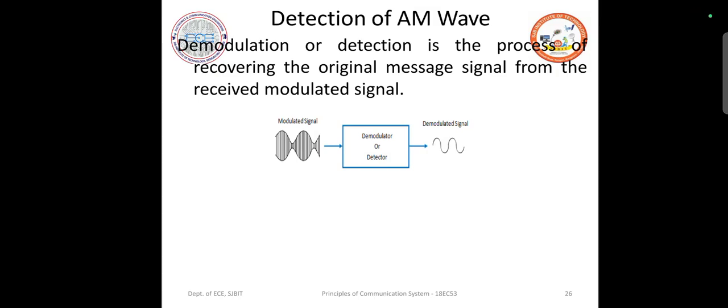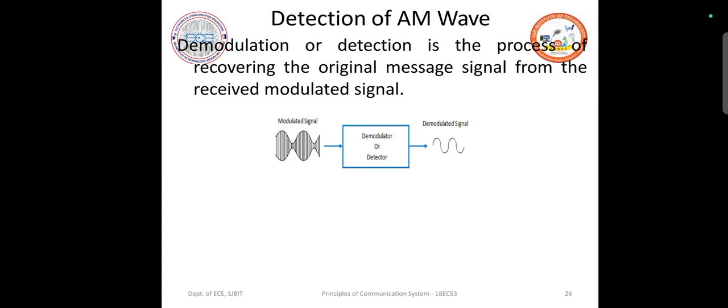So after modulation, we've got the demodulation of AM. Demodulation or detection is basically the process of recovering the original message signal from the received modulated signal. This happens at the receiver side. What you see at the input of this block is the modulated wave, the amplitude modulated wave.